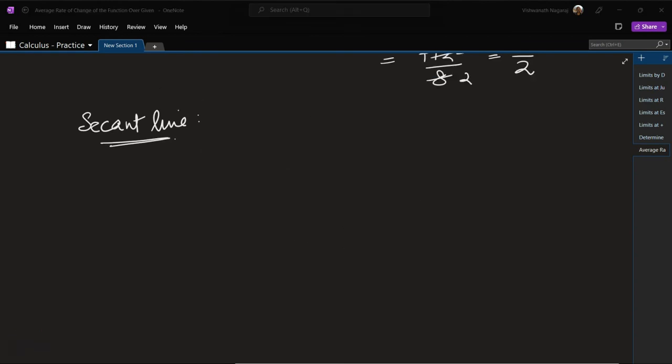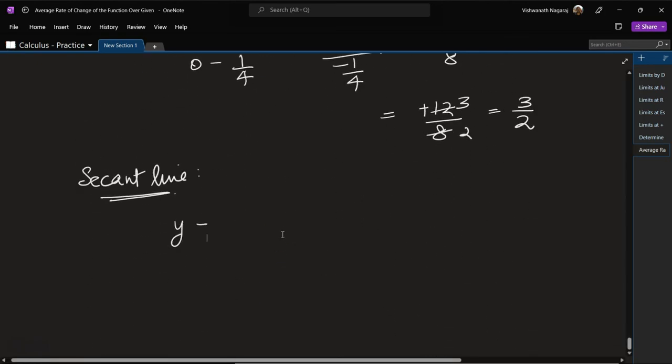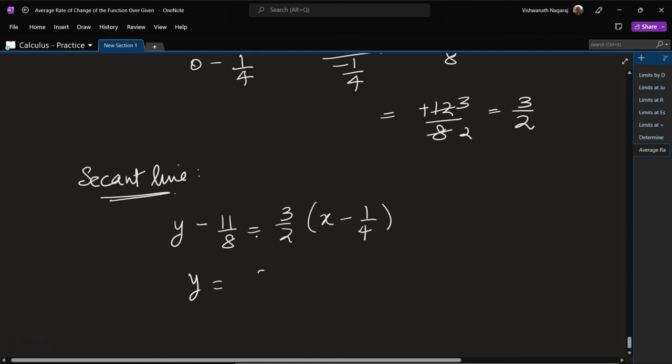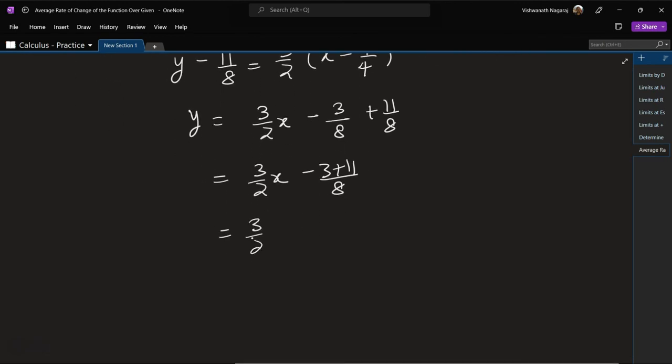Okay, let's figure out the secant line. So y minus R2, R2 is 11 by 8. So y minus 11 by 8 is equal to slope 3 by 2 times x minus S2, that is 1 by 4. So y is equal to 3 by 2 x minus 3 by 8 plus 11 by 8, which works out to 3 by 2 x plus 8 by 8, so 1. So y is equal to 3 by 2 x plus 1.